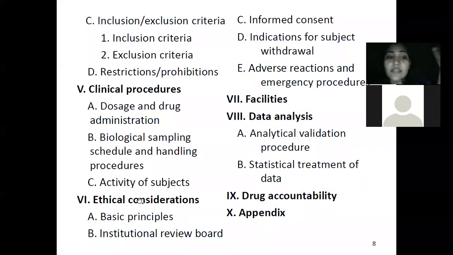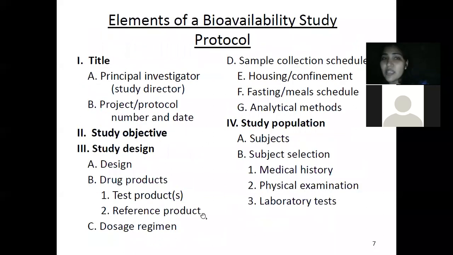Then activity of subjects, then ethical considerations such as basic principles of good clinical practices, institutional review board, informed consent, indications of subject withdrawal, adverse reaction and emergency procedure. What are other facilities? Then data analysis will have analytical validation procedures, statistical treatment of the data, and then drug accountability and appendix. So if you see this protocol, it looks exactly similar to the clinical trial protocol. Because over here also we'll be checking all the aspects which are required from an ethical point of view and evaluation point of view. Okay?